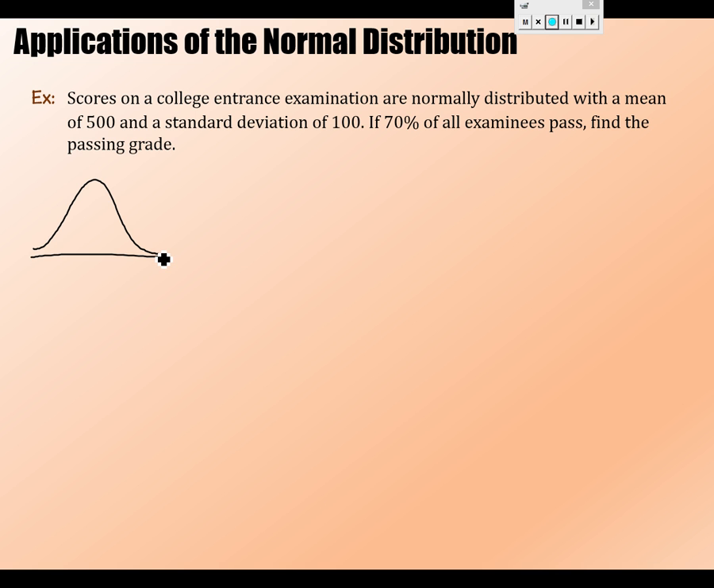Be careful, draw a picture. I see a lot of wrong answers, even from my AP stats students. Draw a picture. Make sure you're thinking clearly about who passes.